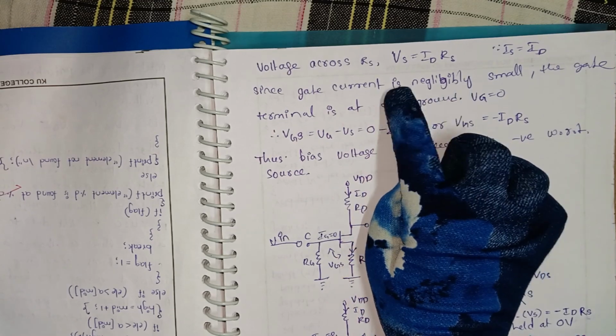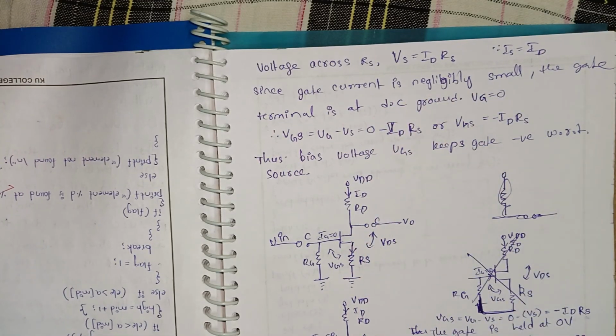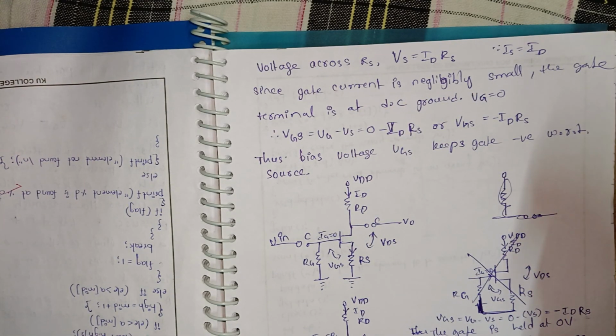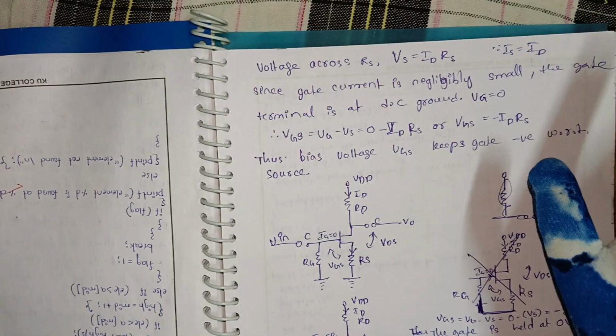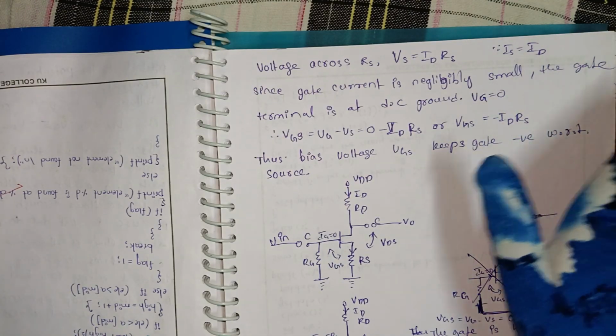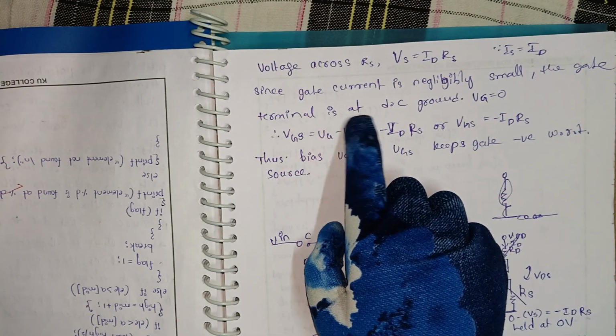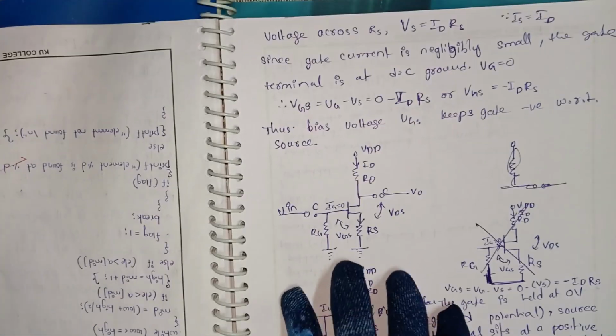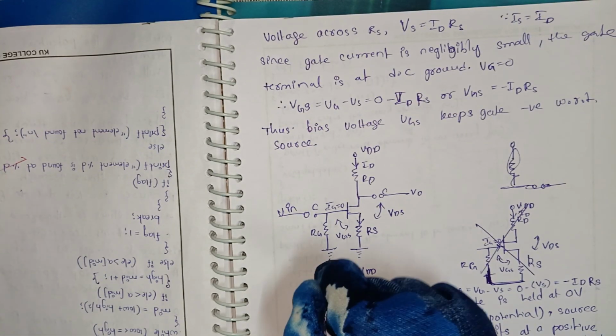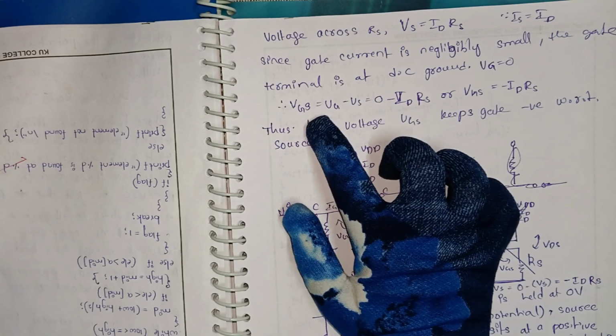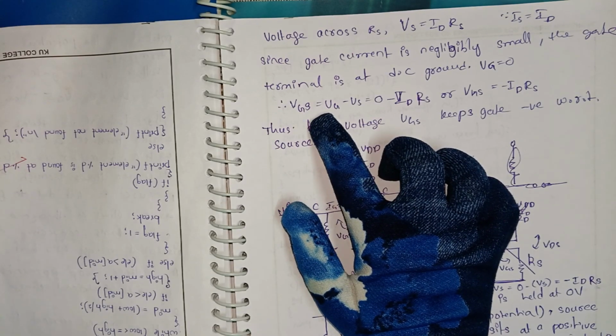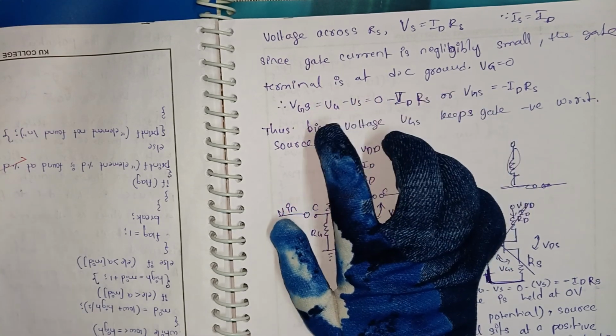Since the gate current is negligible, small, because we have seen the PN junctions are reverse biased. The gate to source voltage is reverse biased. That's why the IG current is small. The gate terminal is at DC ground, and VG is equal to 0. As IG is equal to 0, then VG is also 0 according to Ohm's law.